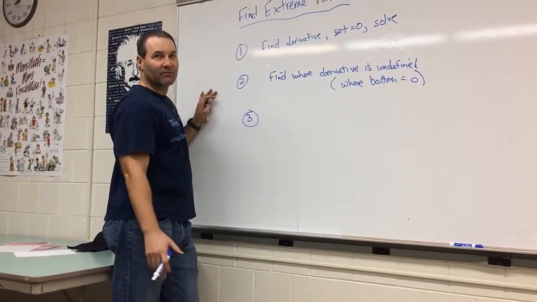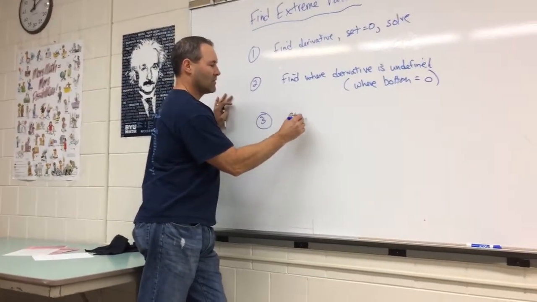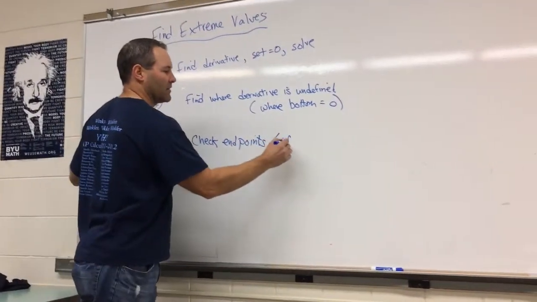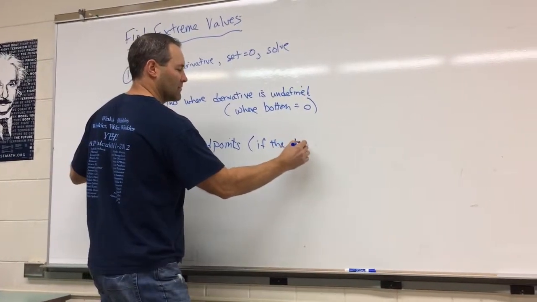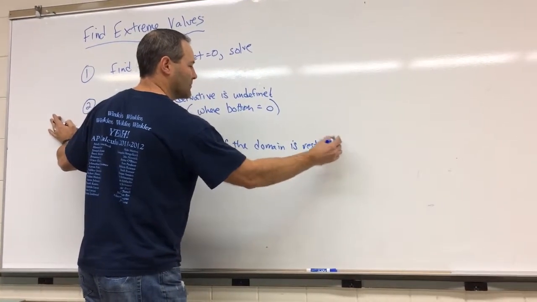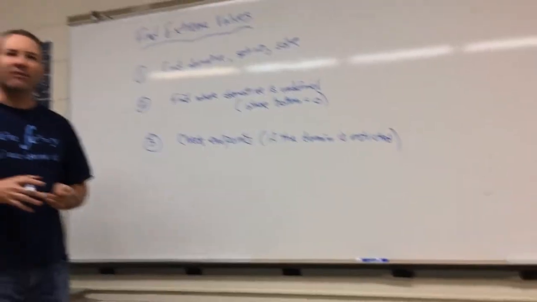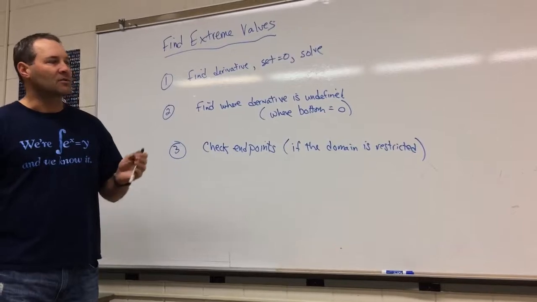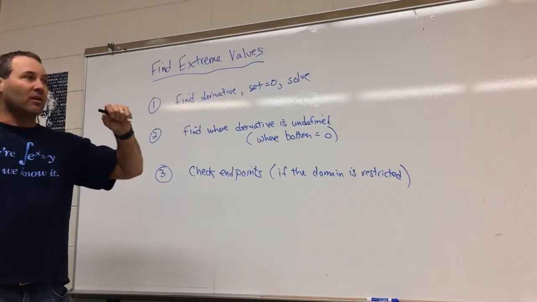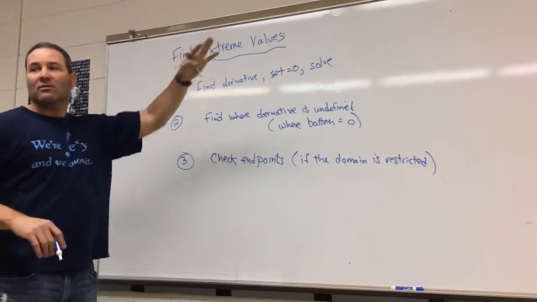Another extreme value is at the endpoints, if the domain is restricted. So sometimes they'll say, here's your f of x, and we only want f of x to be from -1 to 3. So you might have a nice cool graph, but then all of a sudden it stops. And it stops on one end, stops on the other end. You could produce a relative min or relative max on either end.